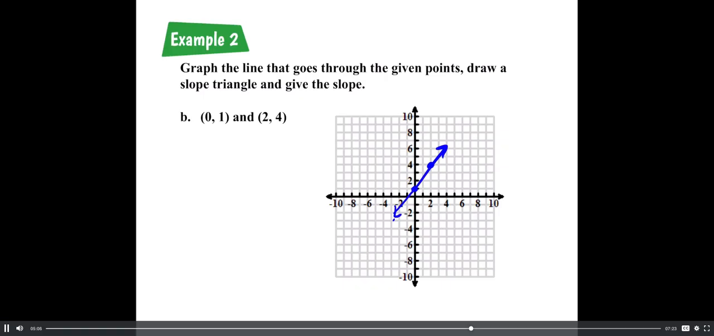To create the slope triangle, begin with a point on the left, in this case, (0, 1). Move vertically up or down. In this case, we will move up 3 units. Finish the triangle by moving to the right 2 units. The unit rate, y over x, is positive 3 over positive 2. This simplifies to 3 halves.